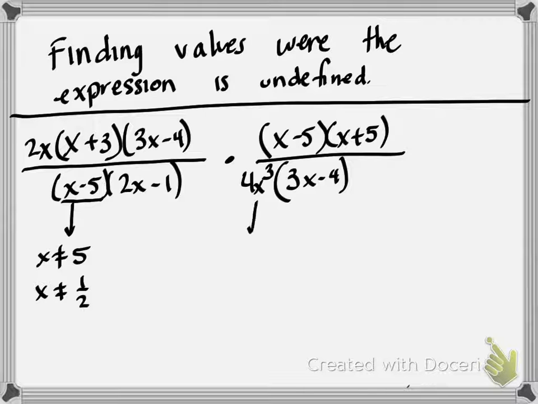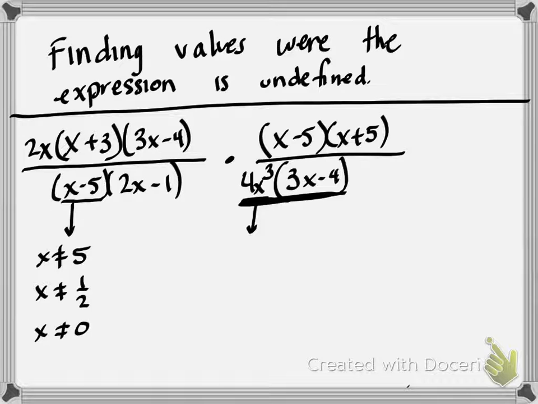The next one would be the 4x to the third. What x value can I plug into there so that just this is 0? And the answer is, if I plug 0 in for x, 0 cubed is 0, and then 0 times 4 is 0, so this would make this 0. And then if I plug 0 into the other parentheses, I would get 0 times -4, which again is just 0. So that would make this whole bottom denominator 0. We're going to add that to our list of values where it's not defined.